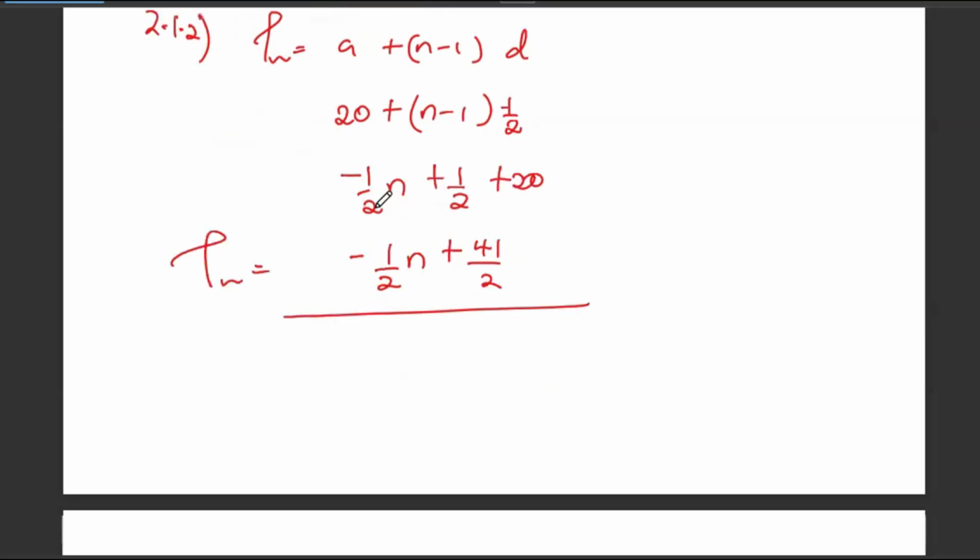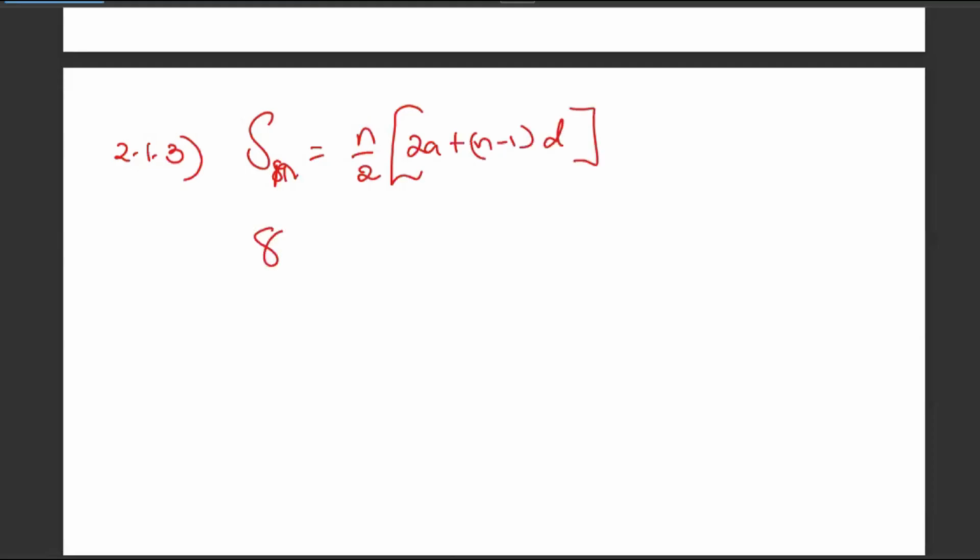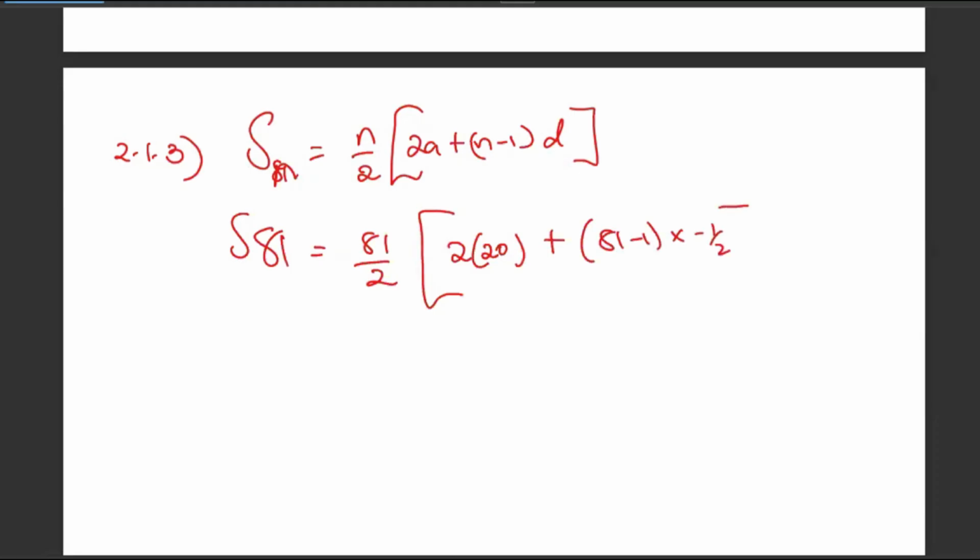No stress. Then 2.1.3. And they want us to get the sum of the 81 terms, the first 81. Okay, so sum of 81 terms. Let's start by writing the formula. So n over 2 into 2a plus n minus 1 multiplied by d. So S81 is going to be 81 over 2, 2 multiplied by 20 plus 81 minus 1 multiplied by negative a half.